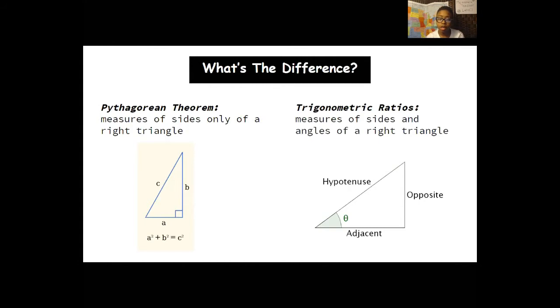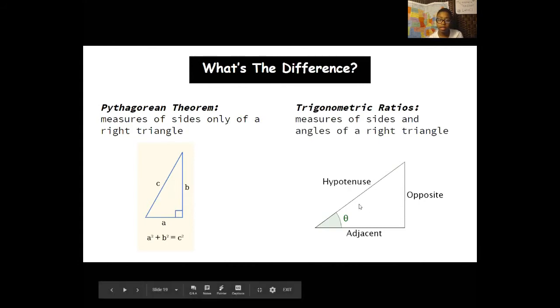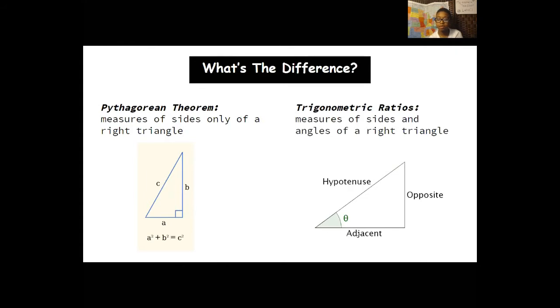Trig ratios measure the sides and angles of a right triangle. So we have the angle right here labeled theta, the side that is adjacent to the angle, the side that is opposite the angle, and the hypotenuse.